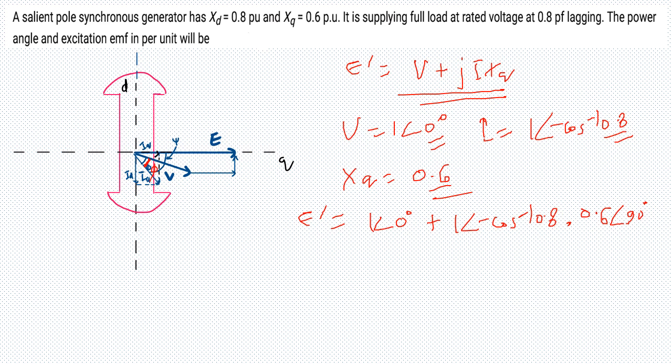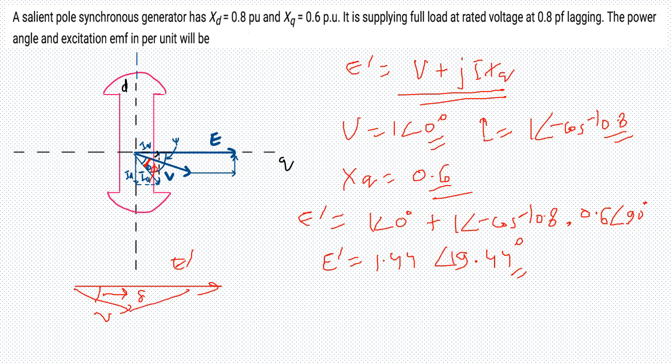Now if you calculate this using your calculator, E dash is equal to 1.44 angle 19.44 degrees. So if this is your E dash and this is your V, the angle between them is delta, and this is going to be your power angle. Essentially you have reached the axis along which E lies. So we can safely say that delta is 19.44 degrees.